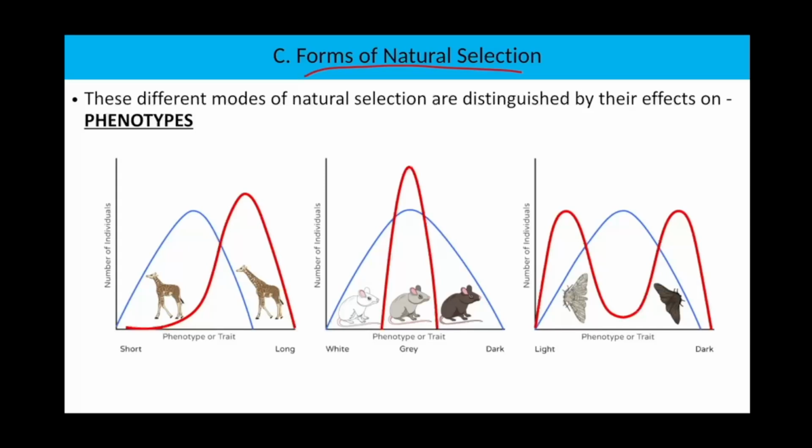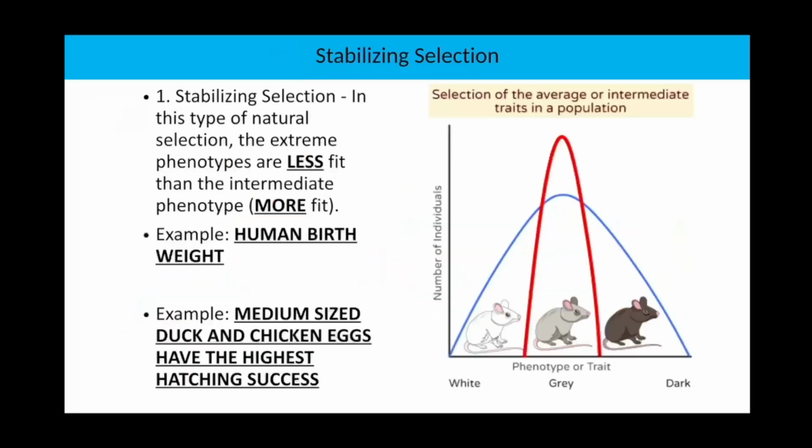So it can affect their genotypes, and also the outworking of that is their phenotypes. Their phenotypes are actually what's selected for, because that's their physical characteristics that then changes how they actually interact with the environment. But obviously, their genotypes are determining those phenotypes. So the first type of selection is called stabilizing selection.